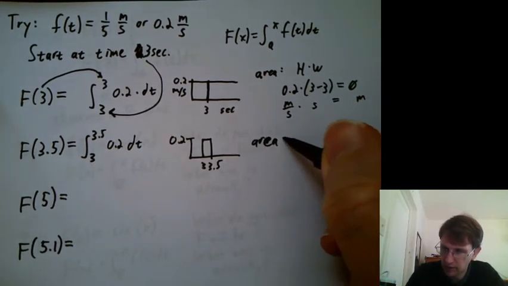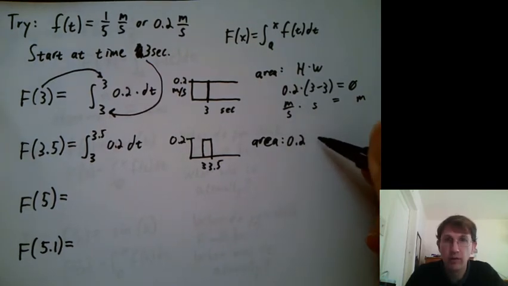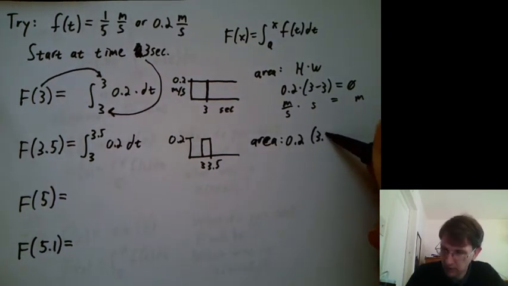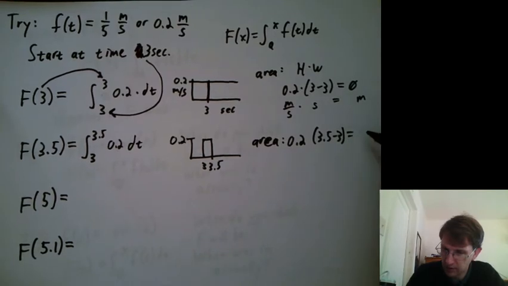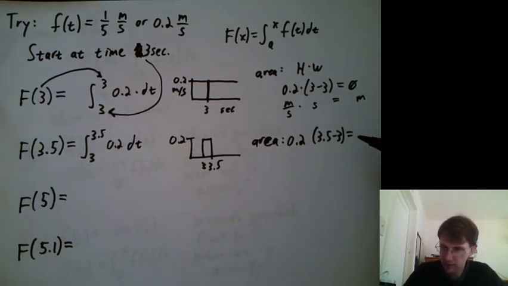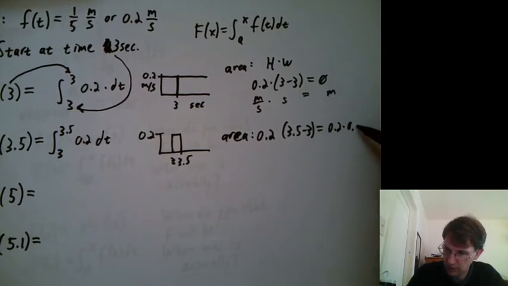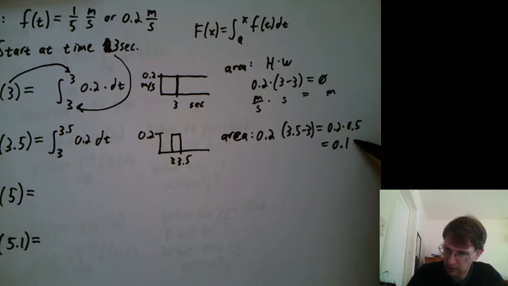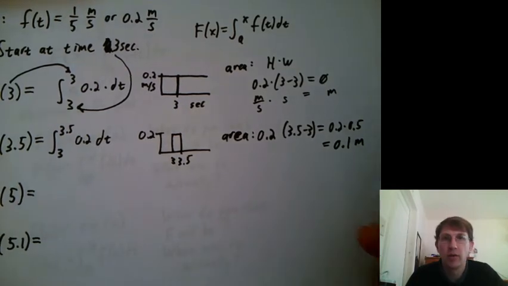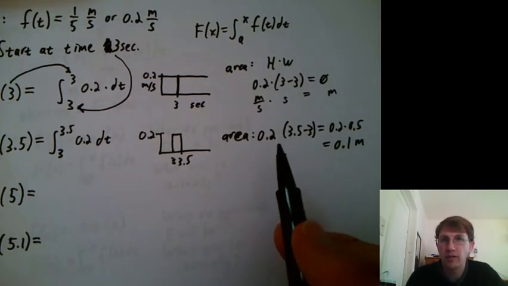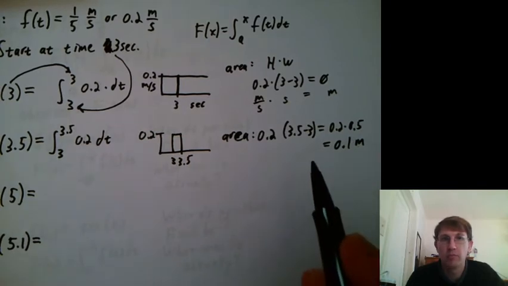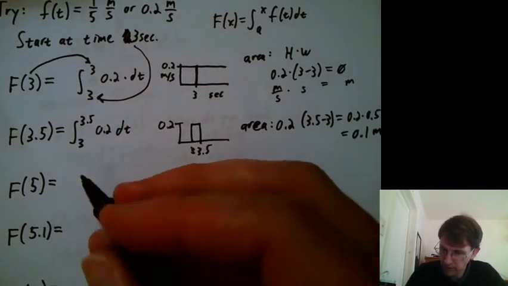So what's that area? 0.2, 3.5 minus 3, which is 0.2 times 0.5, which is what, 0.1? So if we're going at 0.2 meters per second for half a second, we go 0.1 meters. So let's write it out here again.